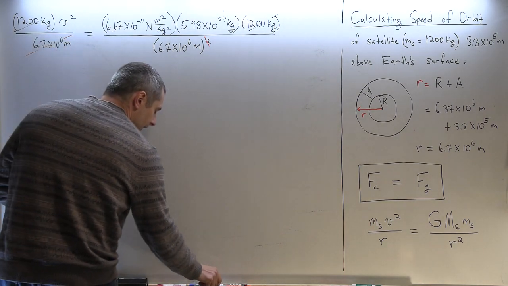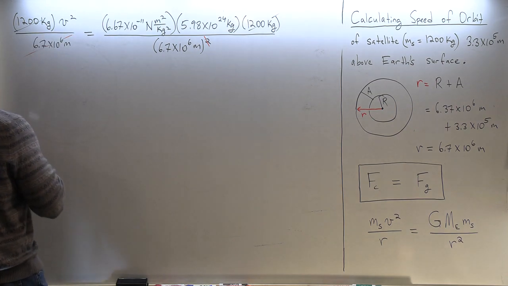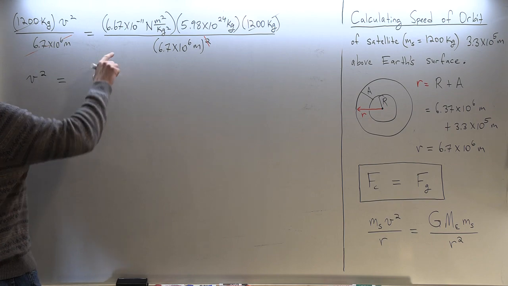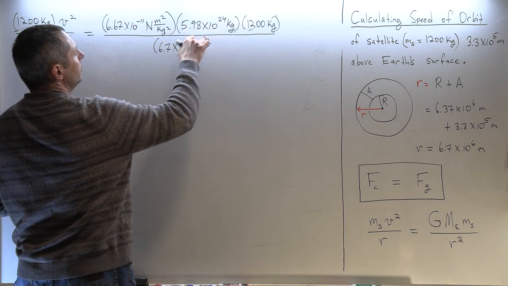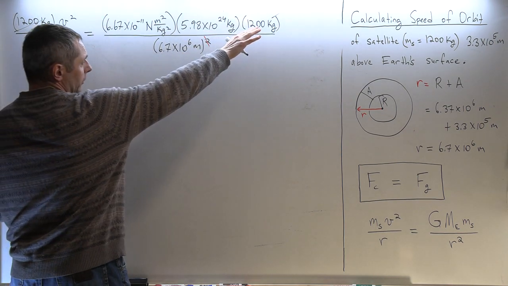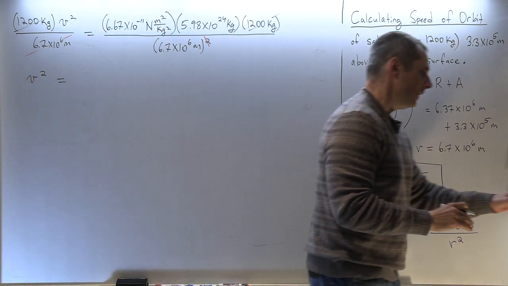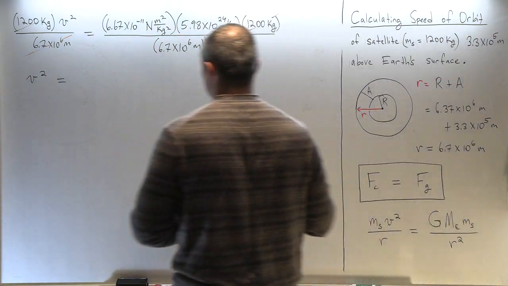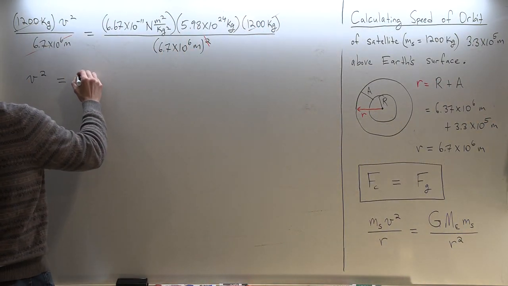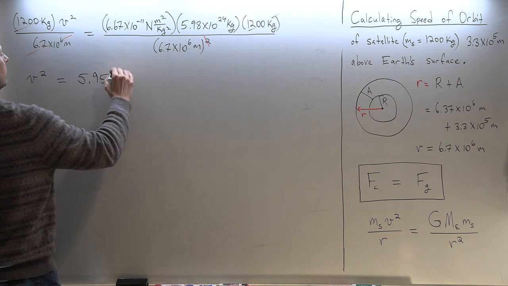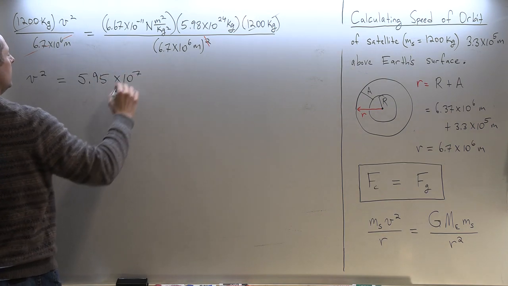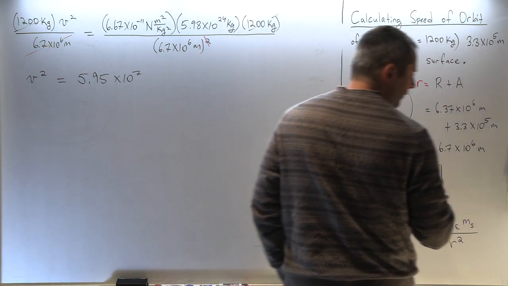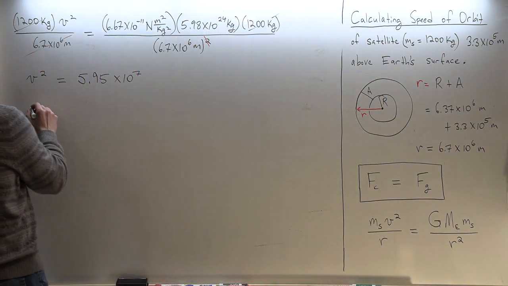And what's left on the left side is just v squared. And if I do this times this divided by this to the 1 power, because 1,200 is gone and the squared is gone. I did this ahead of time, so let's see. 5.95 times 10 to the 7th. Square root both sides, and I get 7,716 for the speed.